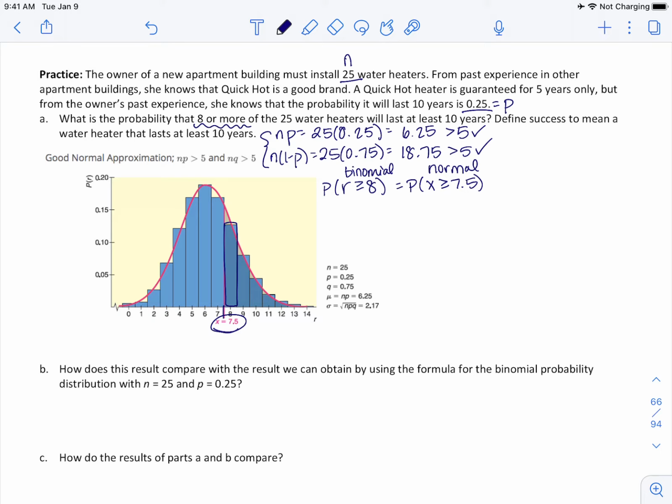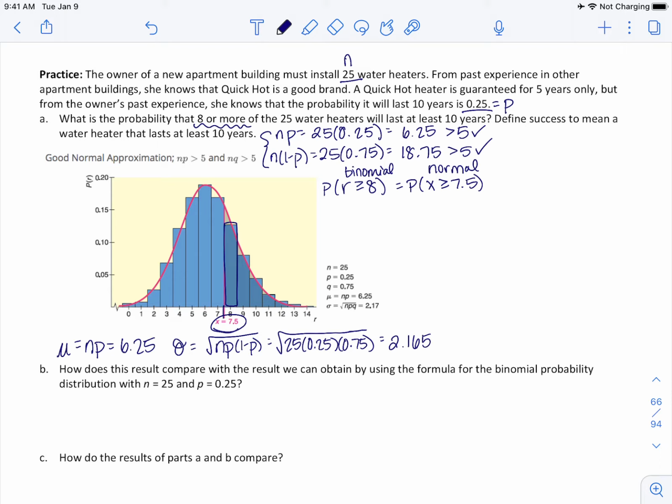These are listed on the side, but I'm going to go through calculating them. The mean is N times P, so we already did that above. This is 6.25. Our standard deviation is the square root of N times P times 1 minus P. So this is the square root of 25 times 0.25 times 0.75. And that's going to give us 2.165.